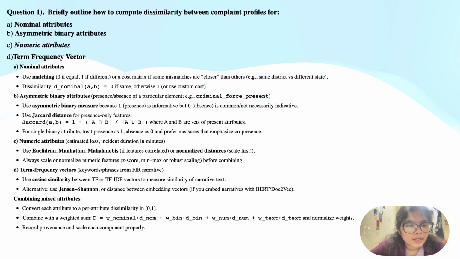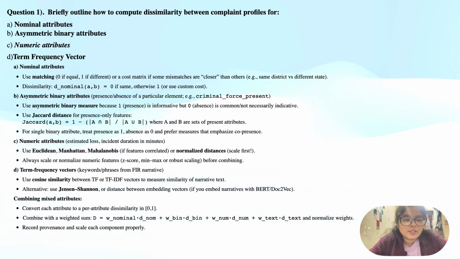We also use Jaccard distance, calculated for presence-only features. We calculate it by taking the magnitude of the intersection of both attributes divided by the union of both attributes and subtracting it from 1. This is how we calculate the Jaccard distance, where A and B are the sets of present attributes. Here you can see in the PPT the formula is written.